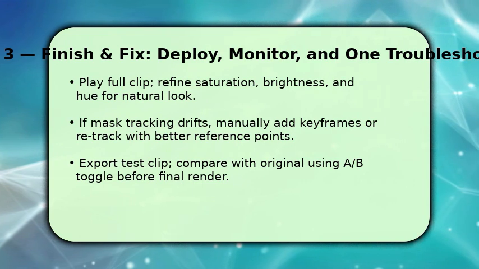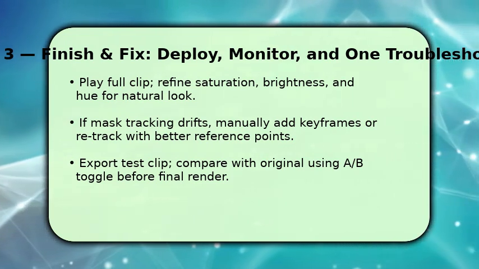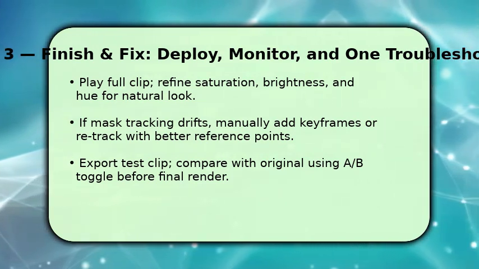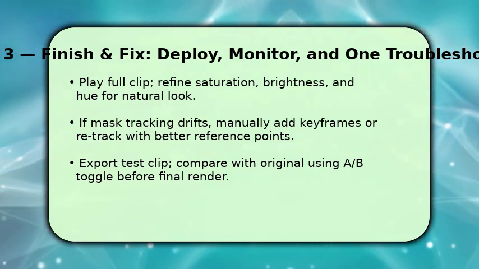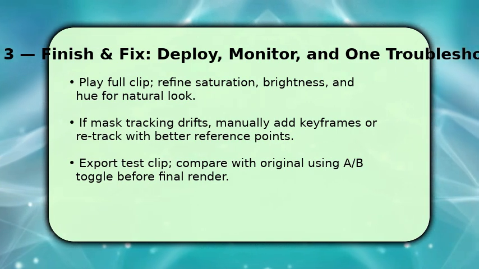Export a short test clip and use the /B toggle to confirm the correction blends with the original footage. If colors still pop, reduce the correction amount rather than increasing it. Minor tweaks often solve overcorrection issues.